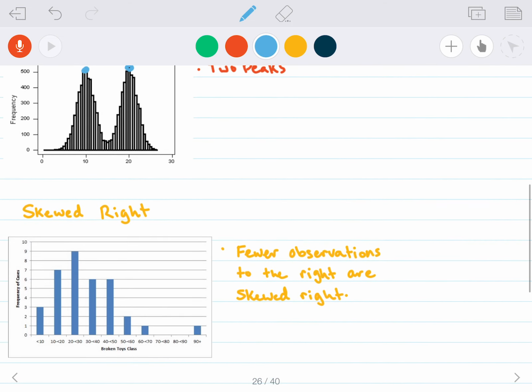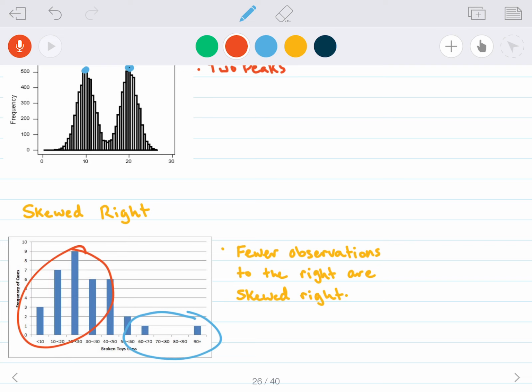Skewed right. Okay, so this is a little counterintuitive. I know it was for me when I first learned it. Basically, skewed right means the opposite of what you think it would mean, maybe. Fewer observations to the right means that we're skewed right. Do you see how to the right here we have fewer observations than to the left? So the fewer observations to the right means that this thing is skewed right.